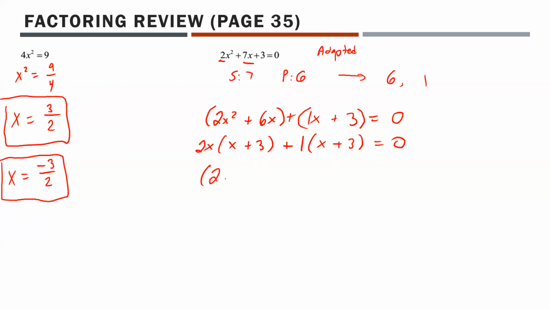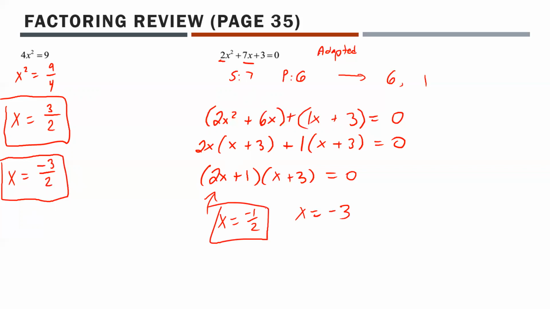So this becomes 2x plus 1, the stuff on the outside of the brackets, times x plus 3 equals 0. Now look at where each piece is going to equal 0. This first one, if you set this equal to 0, you'd minus 1 and then divide by 2 on both sides. So x is negative 1/2. And then on this one here, we would just say this is equal to 0. So move the 3 over and you have x equals negative 3. So those would be our two answers there.